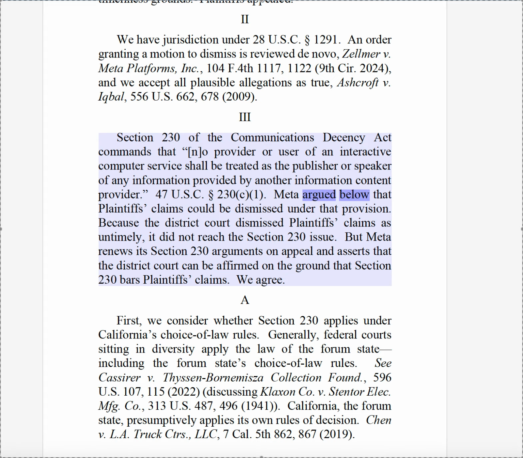Meta argued below that plaintiff's claims could be dismissed under that provision. Because the district court dismissed plaintiff's claims as untimely, it did not reach the Section 230 issue, but Meta renews its Section 230 arguments on appeal and asserts that the district court can be affirmed on the ground that Section 230 bars plaintiff's claims. We agree.